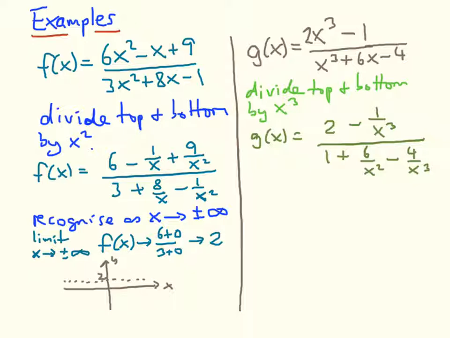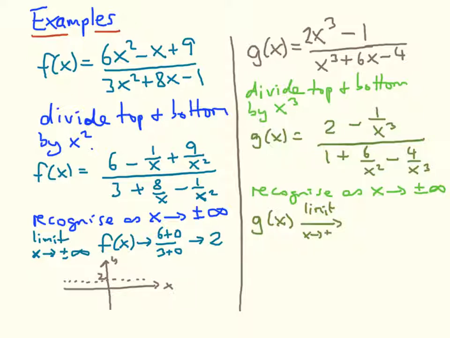And now again we can say we recognize that as x is going to approach plus or minus infinity, g of x, the function, in the limit as x goes to plus or minus infinity, is going to approach 2 minus 0 over 1 plus 0 minus 0, which I'm not going to bother to write. In other words, it's going to approach 2.